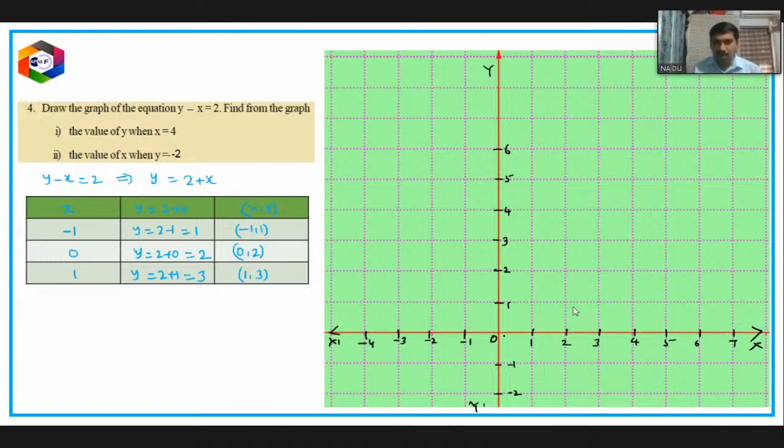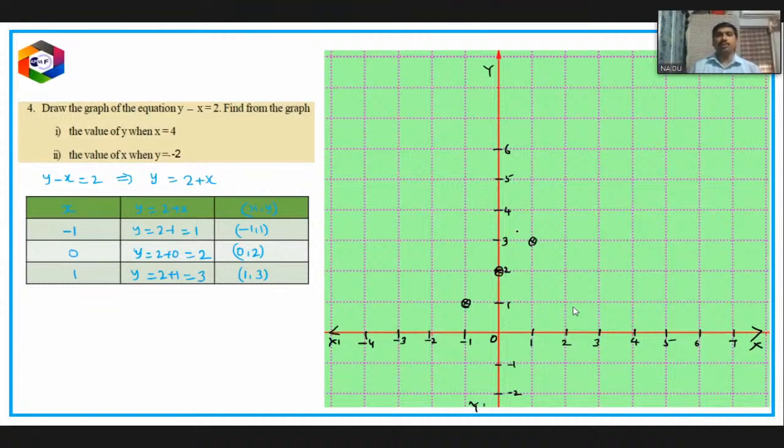As we know how to plot the point, and x value 1, y value 3. X is 1, positive direction. Y value 3. This is the point. So now we know these points. This is -1, 1. This is 0, 2. And this is 1, 3.